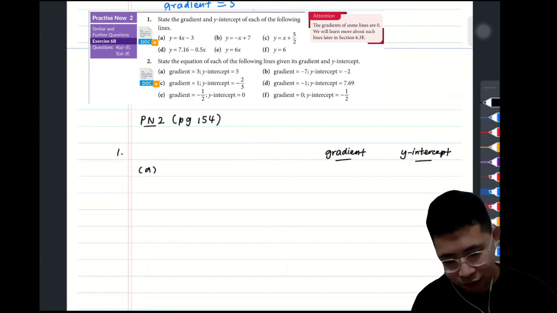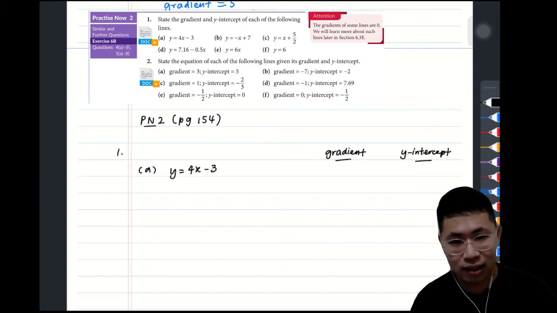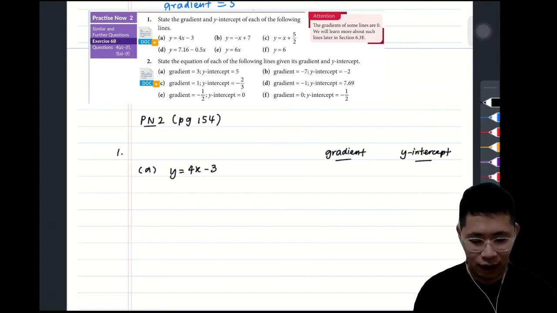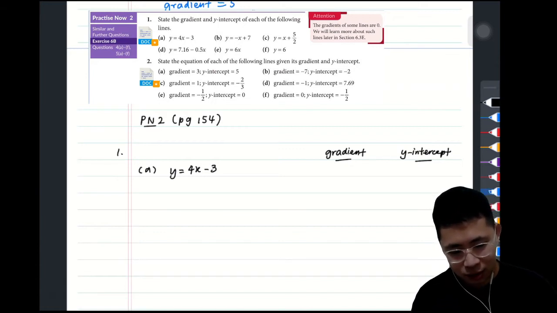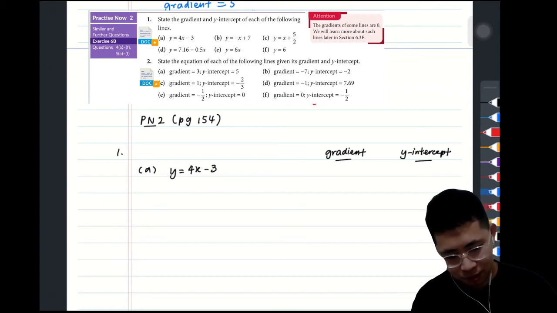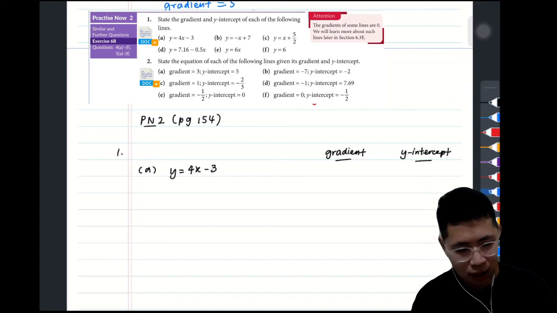The first linear equation, y equals 4x minus 3. Now, one more time, y equals mx plus c. The m is our gradient. The c is our y-intercept.